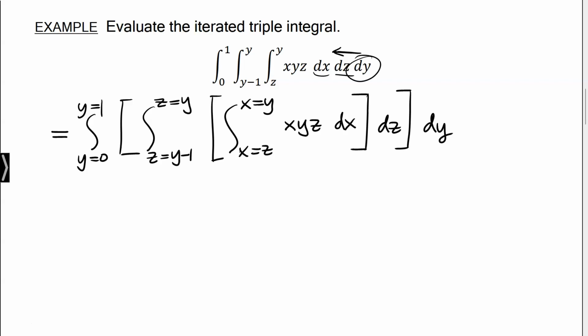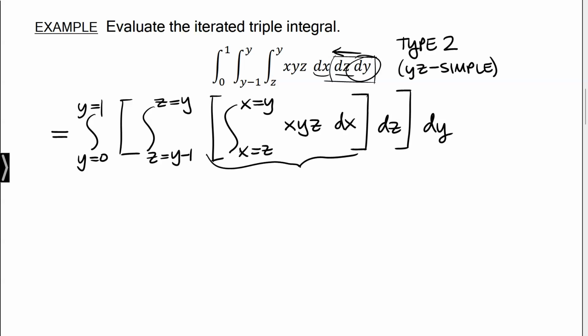If you think about it, we're projecting onto the yz plane here. So if this is a type 1, type 2, or type 3, this would come from a type 2 region, or a yz simple region. So projecting onto the yz plane. Okay, so how we do these, we start on the inside and work our way out, just like we did for double integrals. So we're going to start with this one.